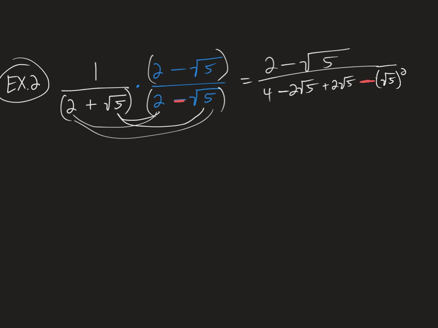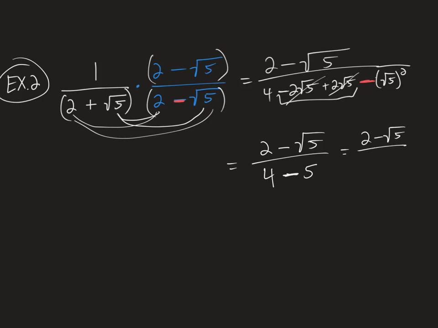Let's clean this up. So I hope that you see that those are going to cancel each other out. And so you'll be left with 2 minus the square root of 5 over 4 minus, because it's still a minus sign, the square root of 5 squared, which is just 5. Oh, that's handy. This cleans up to 2 minus root 5 over negative 1. And for the purposes of this class, I'm happy with that.